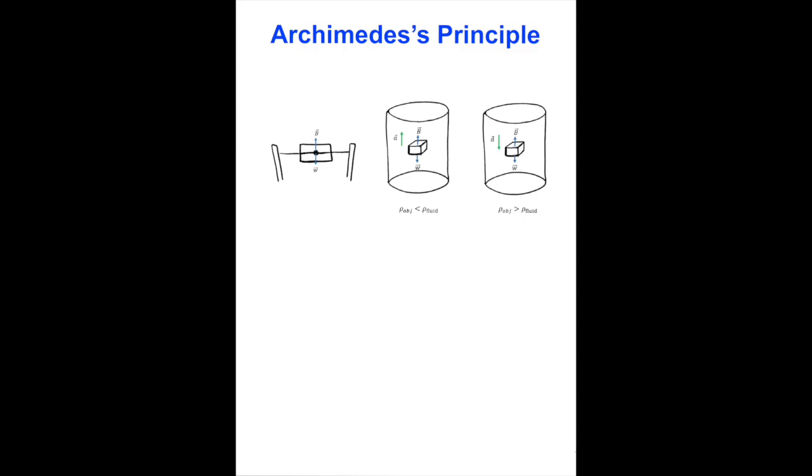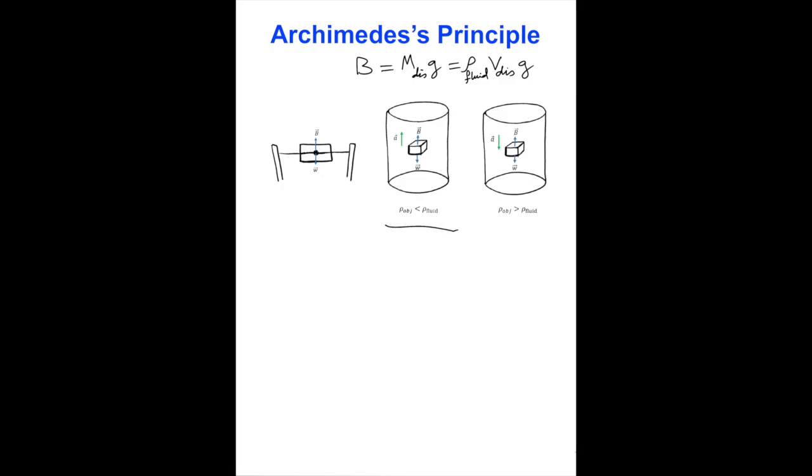So let's consider Archimedes' principle, which states that an object partly or wholly immersed in a fluid will experience a buoyant force equal to the weight of the fluid displaced by the object. So it's equal to the mass of the displaced fluid times g, which is equal to the density of the fluid times the volume of the fluid displaced by the object times g.